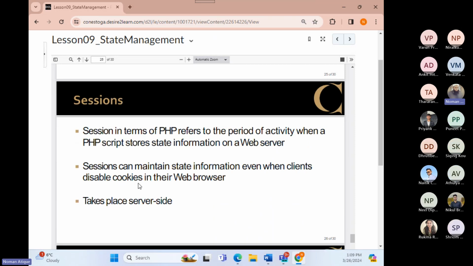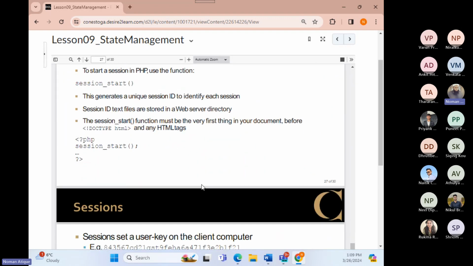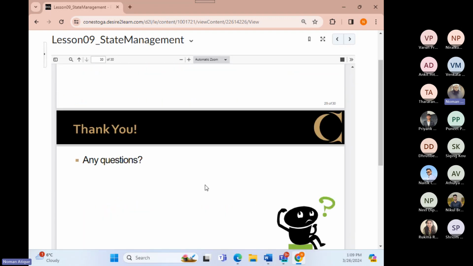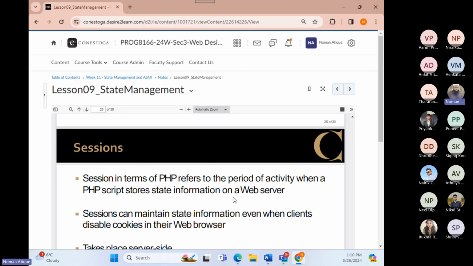And then we had the sessions. We just talked about what sessions are and how we start them, and sessions are very important. Then we saw the database connection and all those things.